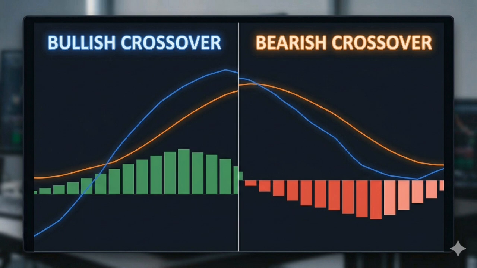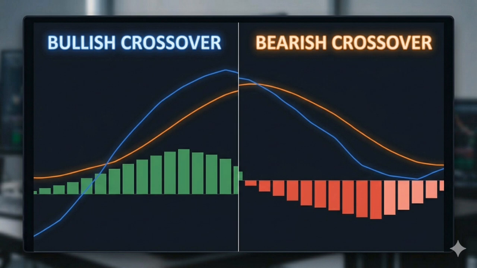Conversely, a bearish crossover happens when the MACD line drops below the signal line. This indicates that the bears are taking control, and it might be time to sell or go short. Notice how the histogram disappears at the exact moment of the cross. That's because the gap between the lines is zero. The further the lines spread apart after the cross, the stronger the trend.